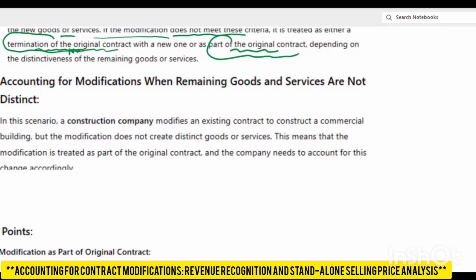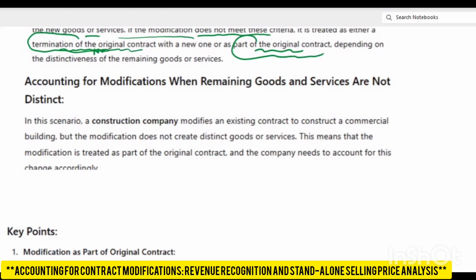here. So, accounting for modification where remaining goods or services are not distinct. In this scenario, a construction company modifies an existing contract, and the contract is commercially binding, but the modification does not create distinct goods or services. This means that the modification is treated as a part of the original contract and the company needs to account for it as a change accordingly.